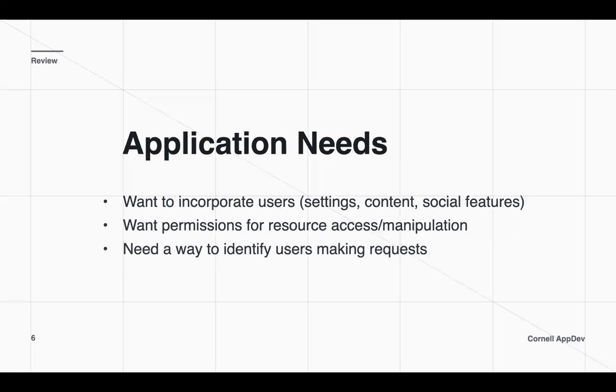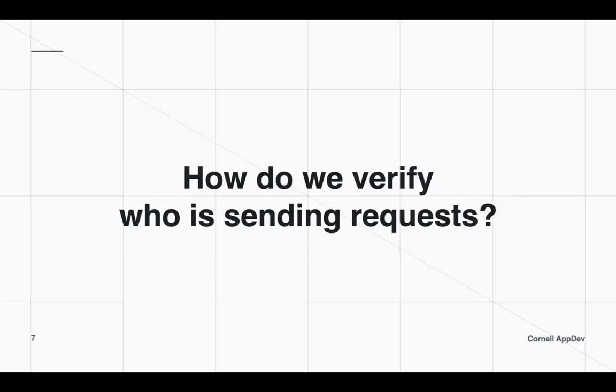So in our application, we would want to incorporate users, such as their settings. We want to be able to tell if their content belongs to them or if the social features are for them. And we want to incorporate these features while making sure that the person using our app right now is that user, so that they're allowed to access these resources or manipulate them. Like changing a user's settings, we need to know that they're the correct user first. So to do this, we need to identify people who are making our requests as the users that they say they are. So how do we actually do that?